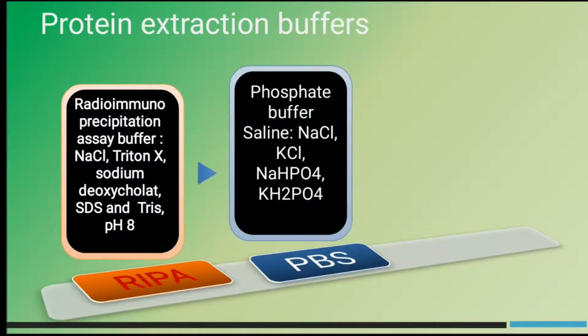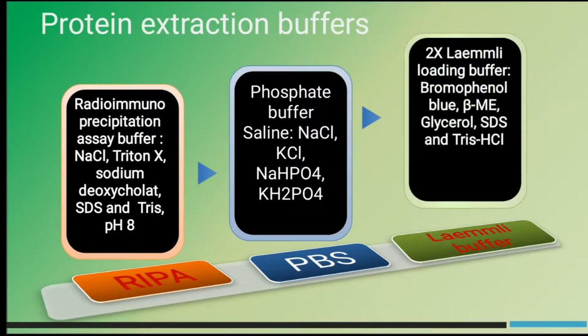The second buffer is phosphate buffered saline, used for the soluble protein extraction. This consists of sodium chloride, potassium chloride, sodium hydrogen phosphate and potassium dihydrogen phosphate. And another buffer, Laemmli buffer, is used for extraction of proteins from bacteria such as E. coli.